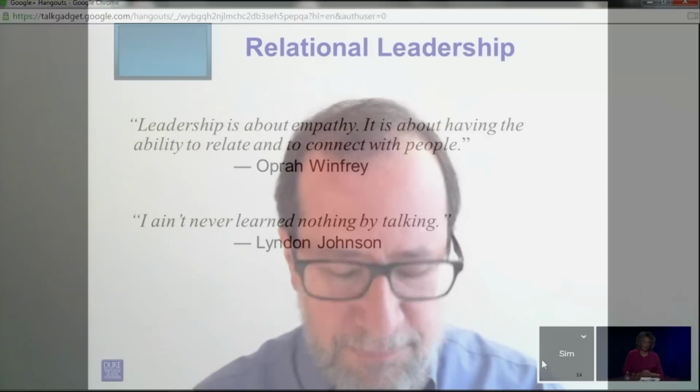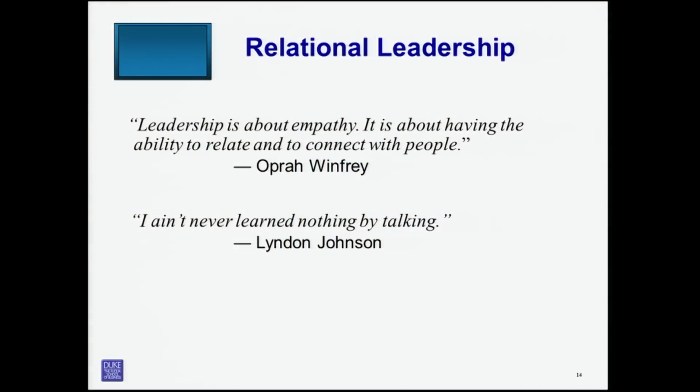Let's go to the next slide on relational leadership. And I'm going to keep moving through these unless someone interrupts and asks a question. But feel free to do that at any point. So relational leadership, these two quotations kind of illustrate the sort of glib, general, but on target kind of thing that I was talking about.